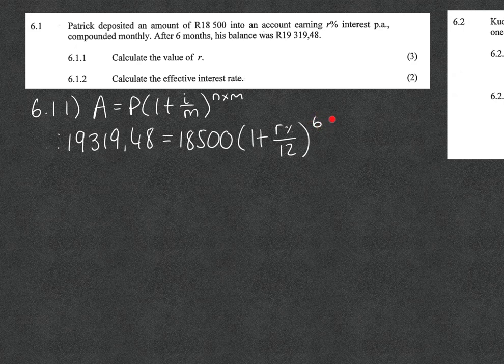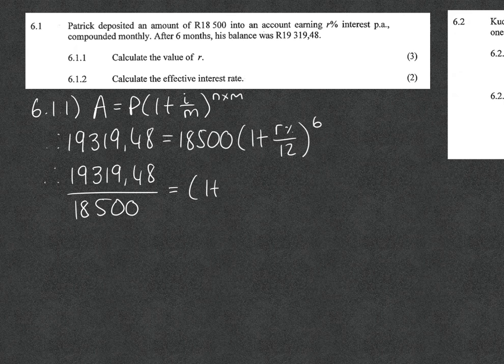The only reason why we times this by m is to make the years into however the interest is being applied. Okay, cool. So now that I have that, it's a matter of making R the subject of the formula. So we are going to divide both sides first by 18,500, and that is equal to 1 plus R% over 12 to the power of 6. We are then going to sixth root both sides.